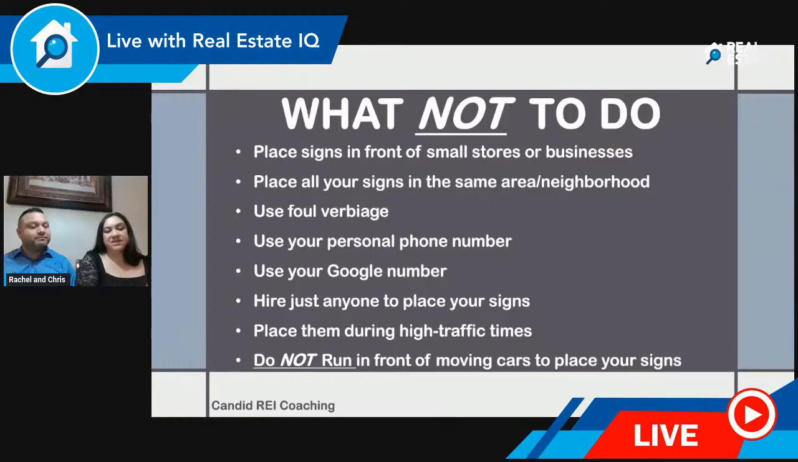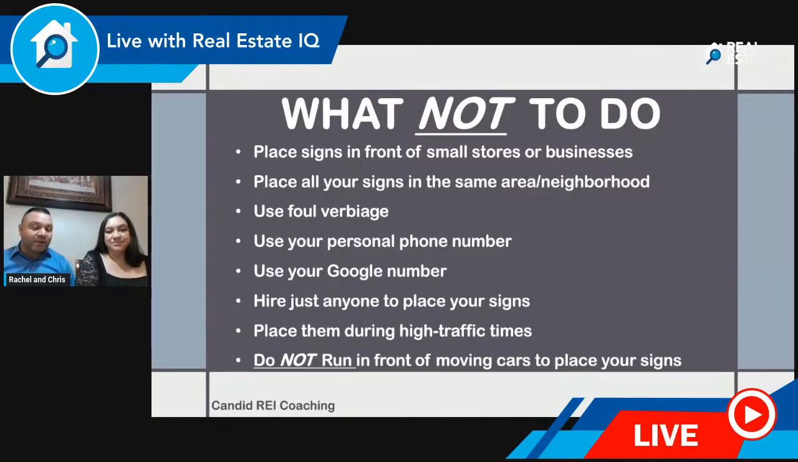It's just a matter of asking, and some will say yes, and of course some will say no, and just respect that, because if anything, you're just going to lose your sign right away. So place all your signs in the same area, neighborhood. I would say try and remember where you put your signs. Before we continue, these are things that you shouldn't do.